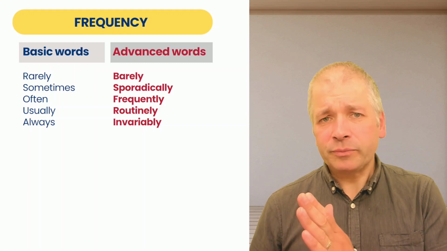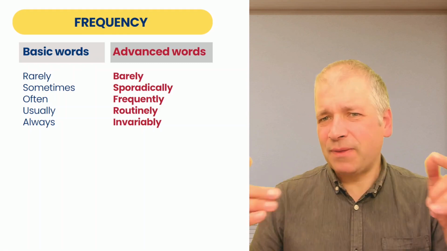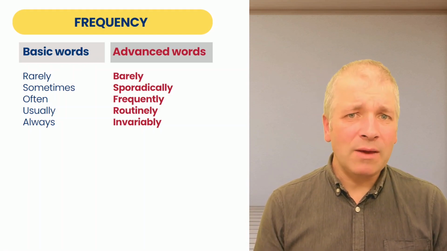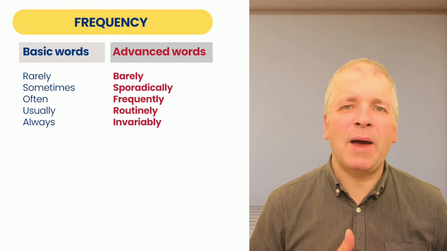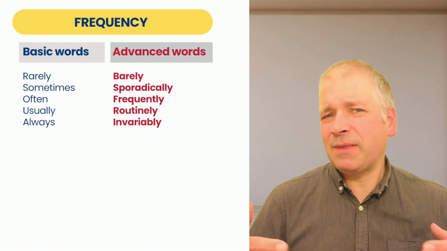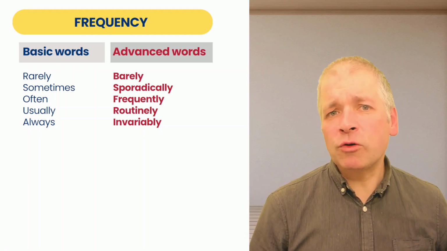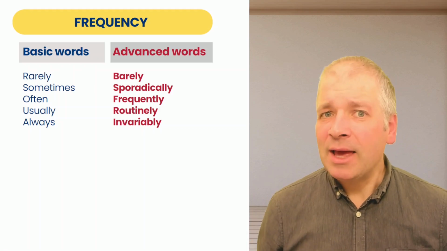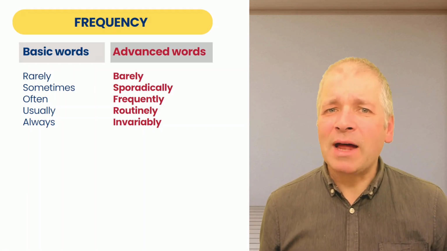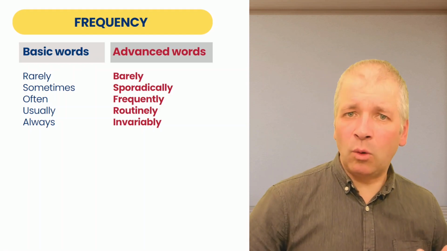So a routine can possibly be something that doesn't happen that often, but when we use the word routinely, we very commonly do use it for something that happens perhaps every day, every week, something that happens in the same way. And then always, well, you could replace that with invariably. Invariably means it happens in a way that doesn't change. And that can have the same sense as always.